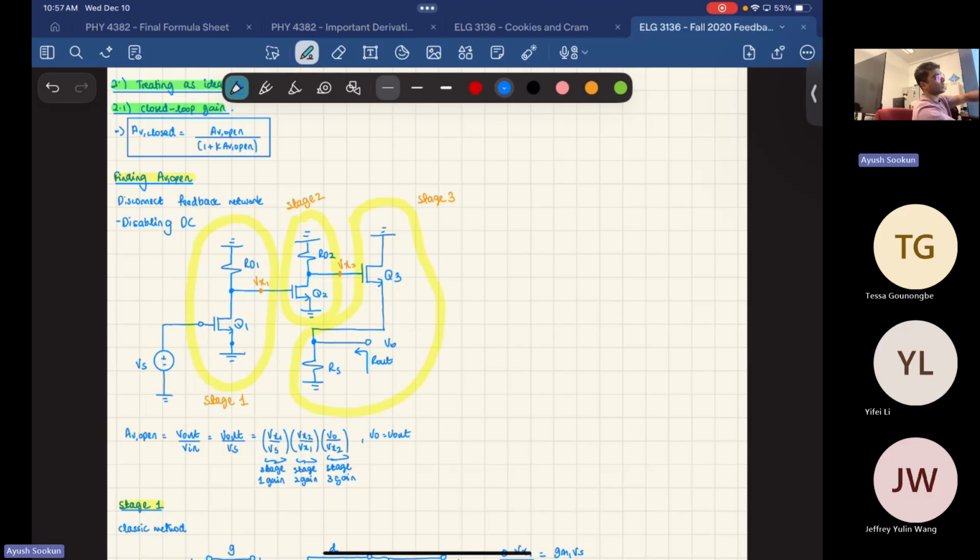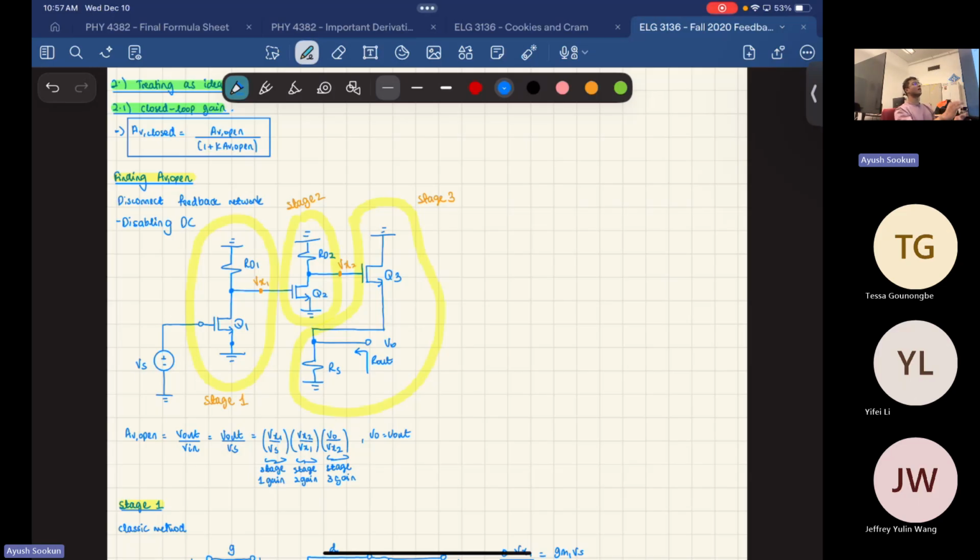VX2 over VX1. So that's stage two gain. What's the gain of stage three? V out over VX2. Okay? But now look at what happens here. VX1 cancels VX1, VX2 cancels VX2, and what's left? V out over VS. So you have your open gain.